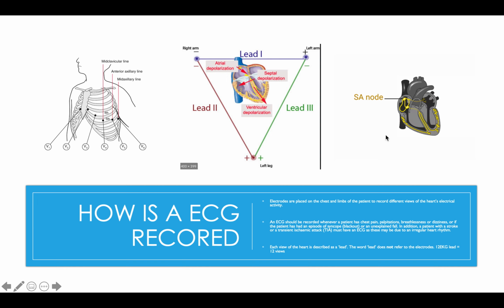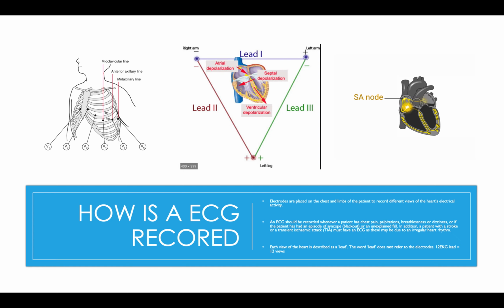Now why we get positive and negative deflections on the ECG graph is what most people don't understand, and which is what I'll be trying to explain in this video. Before we do that, an ECG should always be recorded whenever a patient complains of chest pain. Whenever someone's complaining of chest pain, ECG is the gold standard recording procedure in order to detect any abnormalities within the heart.